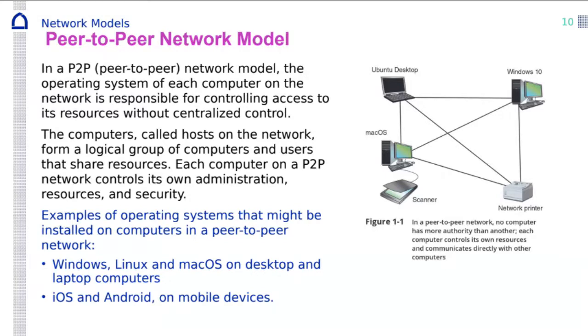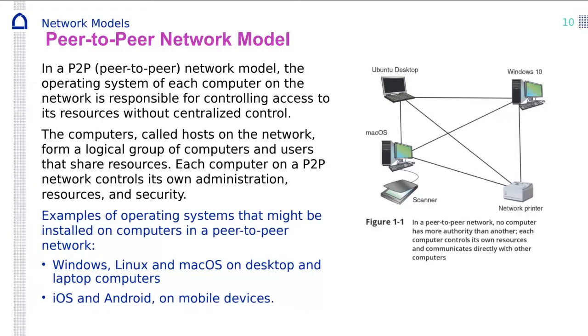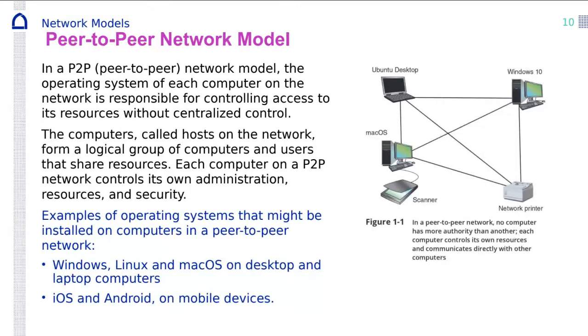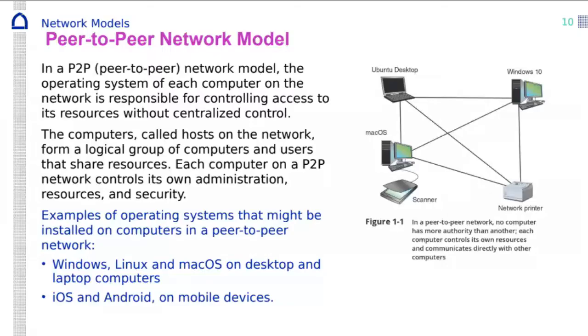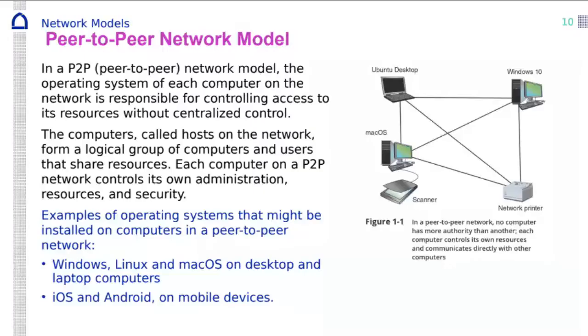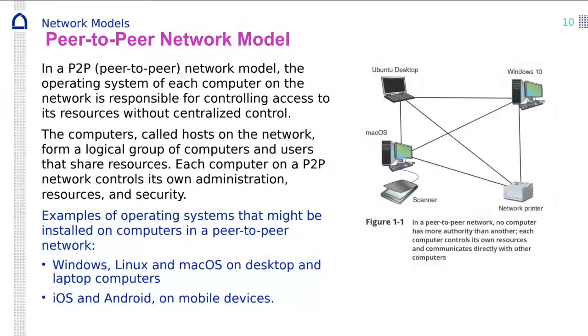So the operating system of each computer on the network is responsible for controlling access to its resources without centralized control. The computers, called hosts, on the network form a logical group of computers and users that share resources. Each computer on a peer-to-peer network controls its own administration, resources and security. For example of these operating systems, for peer-to-peer, we have Windows, Linux, Mac OS. We have also iOS and Android for mobile devices.